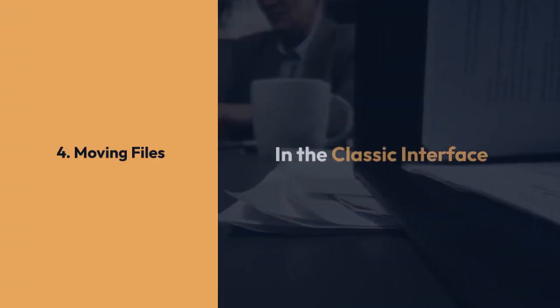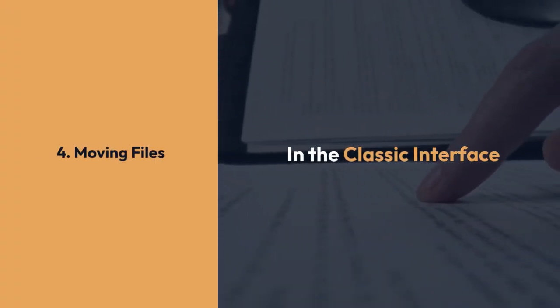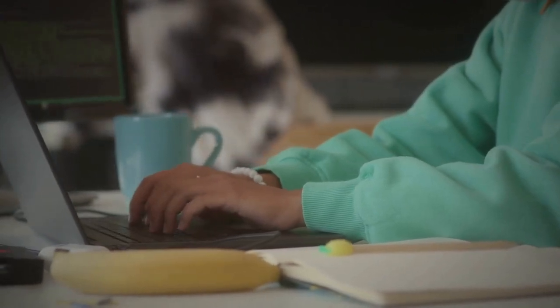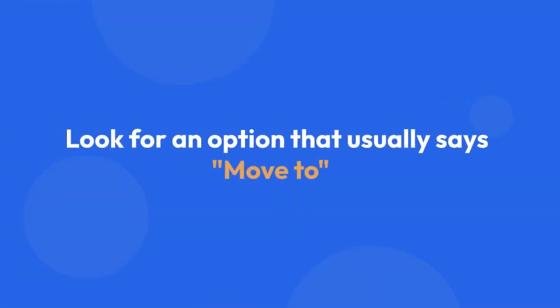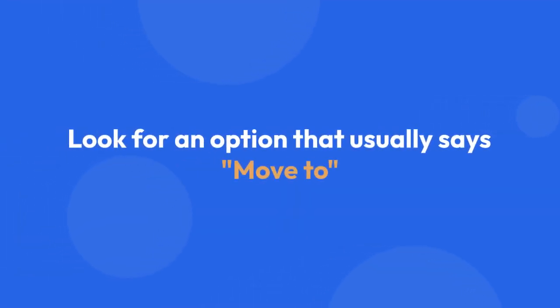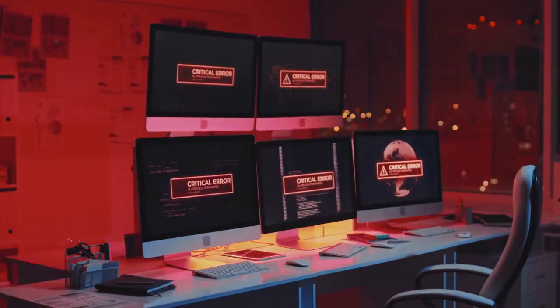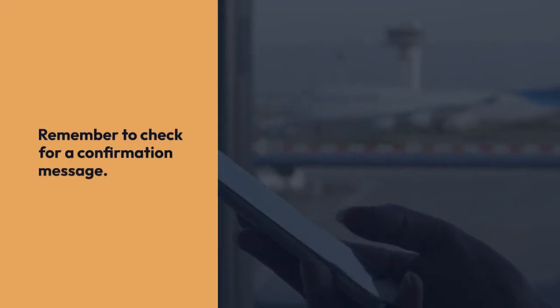4. Moving files in the classic interface. The classic interface uses a slightly different approach. Locate the file and select it. Then look for an option that usually says Move To. The exact wording might vary slightly. Select your destination and click OK to confirm the move. Remember to check for a confirmation message.